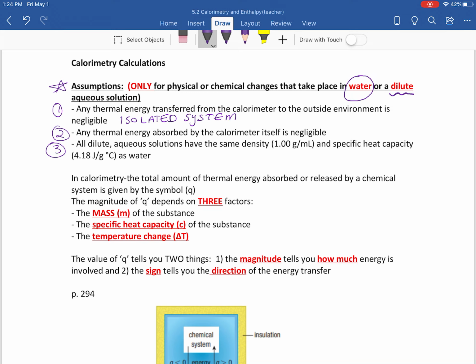And the third assumption is that all dilute aqueous solutions have the same density. So that's kind of like what I was talking about up here. We're assuming that the solution we're dealing with in our calorimeter is like water. So it's not going to be super concentrated. It's going to behave like water. It's going to have the density of water, which is 1 gram per mL, and it's going to have the specific heat capacity of water, which is 4.18 joules per gram degree Celsius.